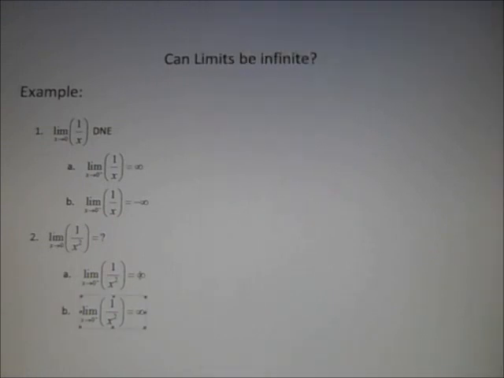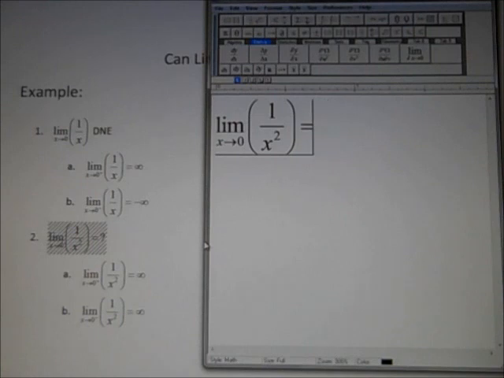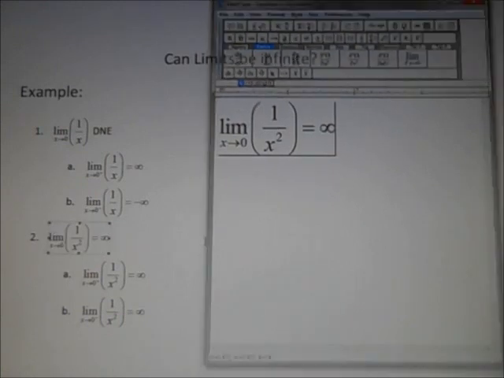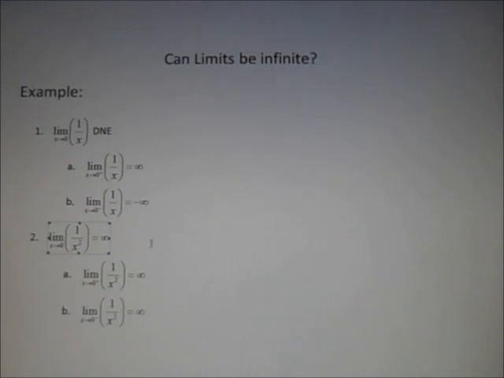So I found the right-handed limit was infinity. Found my left-handed limit was also infinity. Are these the same? Yes, they are. So the limit as x approaches 0 of 1 over x squared has to be whatever those two were. So we would say that's infinity. The point of this is that it is possible for a limit to equal infinity. As long as the left and right hand sides are both the same, then you can have a limit equaling infinity. Now whenever this happens, this gives you a vertical asymptote.